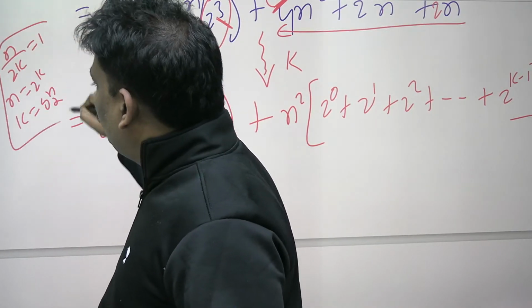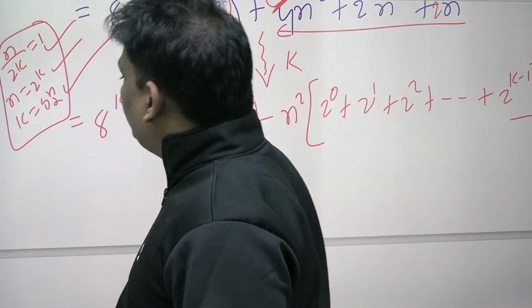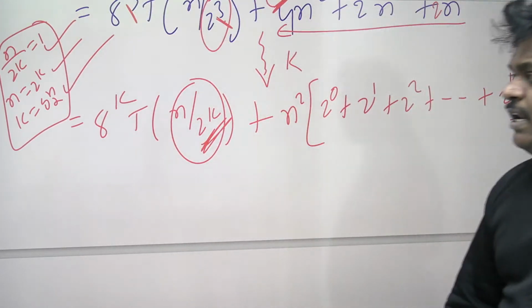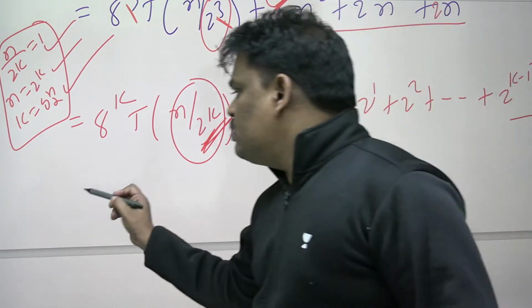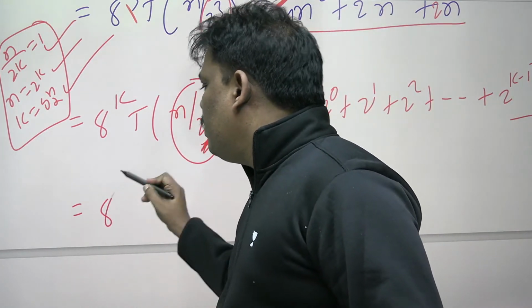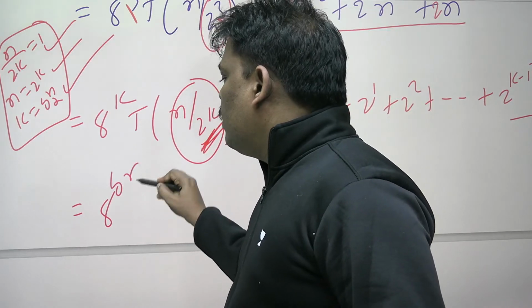These 3 are all the same. You can use any one of those 3. N by 2 power k is equal to 1, n is equal to 2 power k, k is equal to log n base 2. Right? So this will become 8 power k, with k value log n base 2.